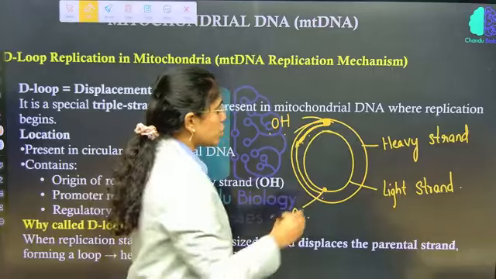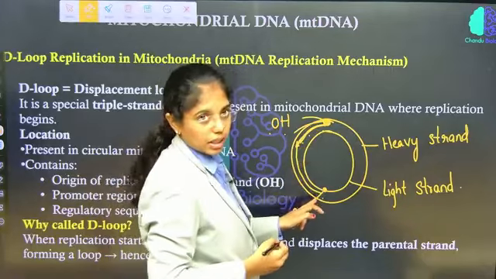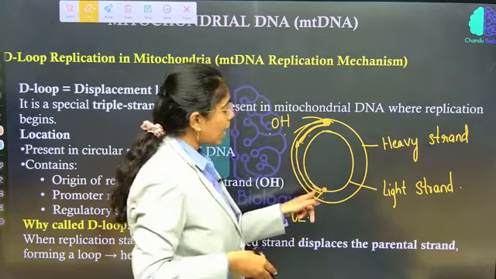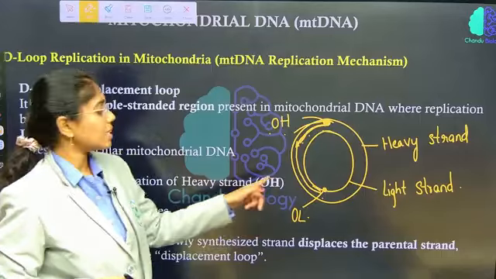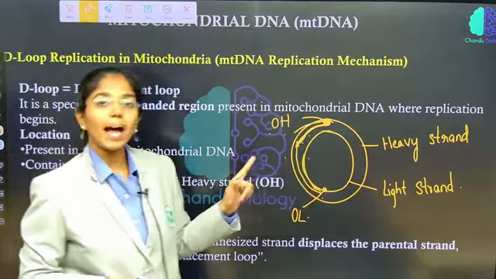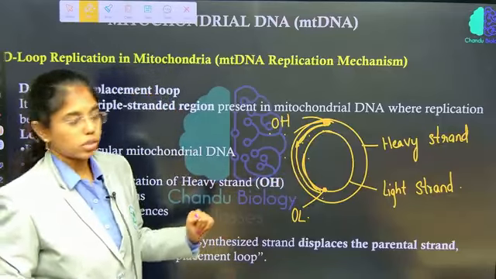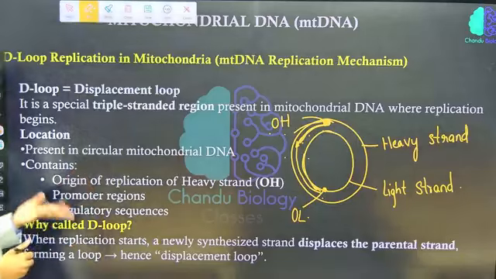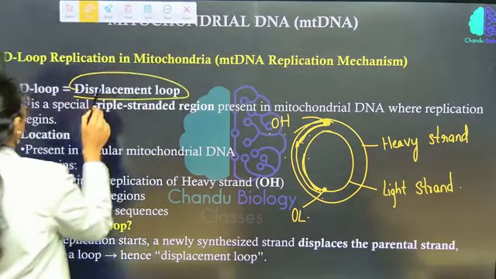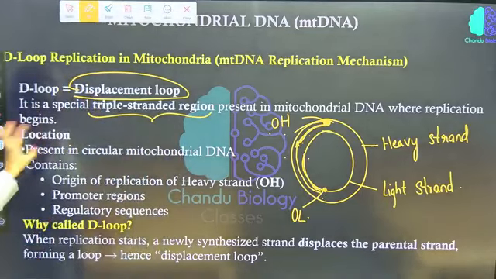From the OL region, in the anti-parallel direction, opposite to how the heavy strand is synthesizing, the light strand starts synthesizing its own DNA. As such, both the strands act as parent strands and both have individual daughter strands. Look into the theory once, you will get more clarity. D loop is known as the displacement loop. It is a special triple strand region present in mitochondrial DNA.